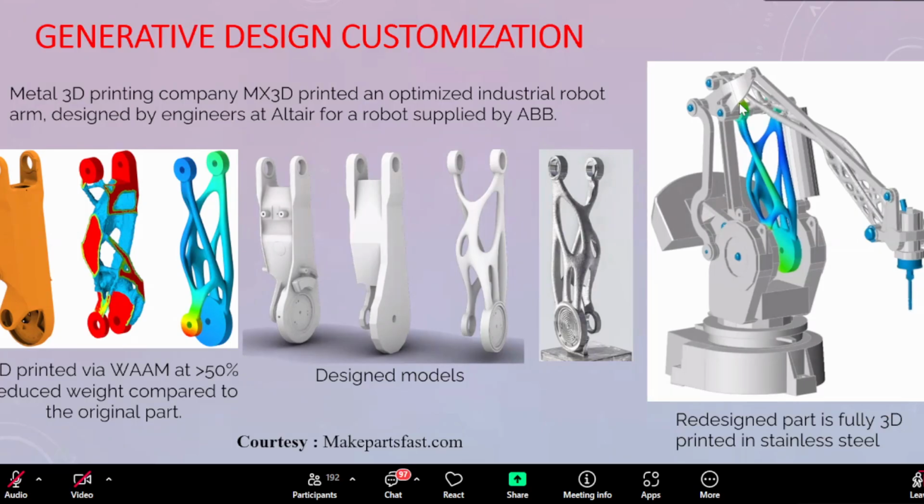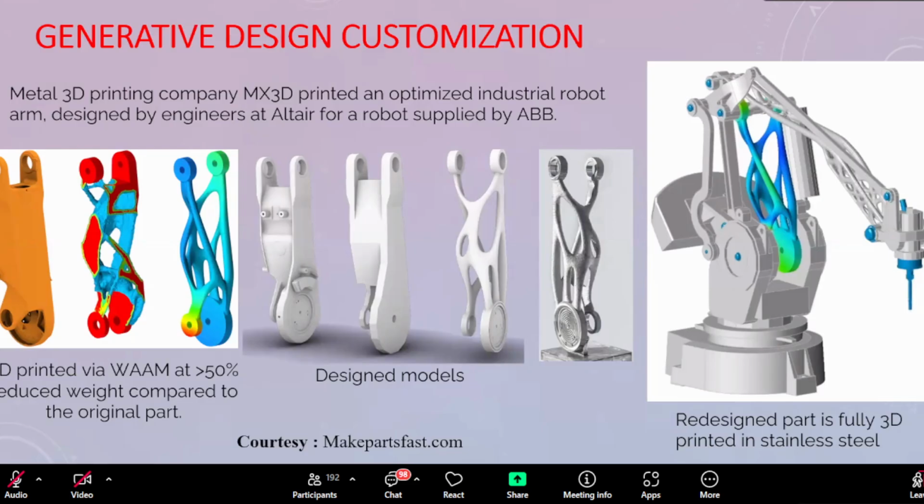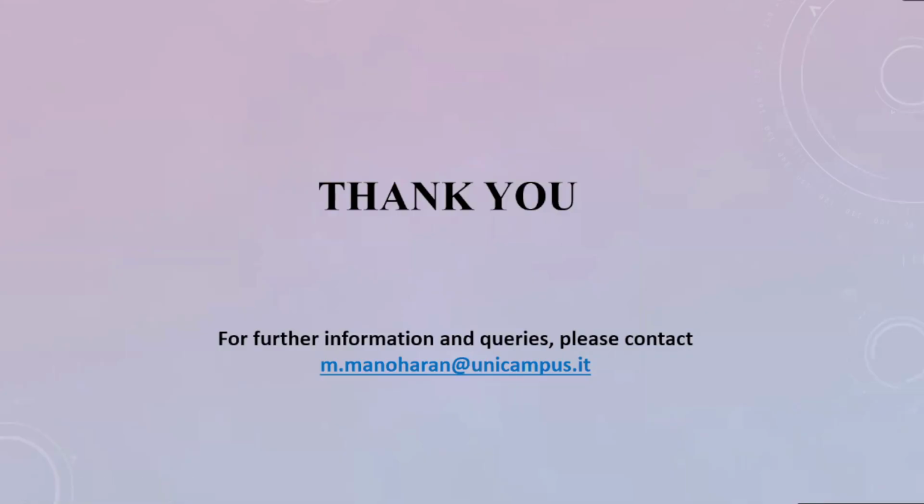For weight reduction and better stiffness, they took that particular design, incorporated a generated design into it, then 3D printed it. After that, they implemented it for the particular application, and it was supplied by ABB. For more information or queries, you can contact me through this mail ID.